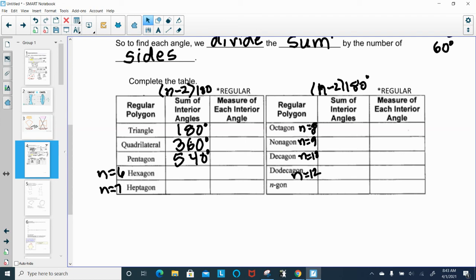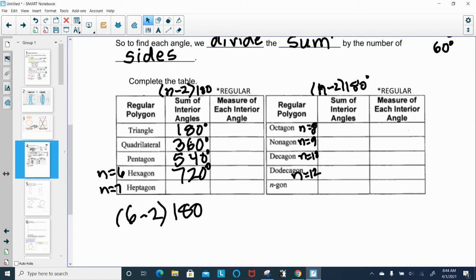Okay, so here what we're going to do is calculate the rest of the table. This is going to give us a little bit of practice with using the formula. Hopefully you guys did okay. So for the hexagon, I'm going to have 6 minus 2 times 180, which is 720.